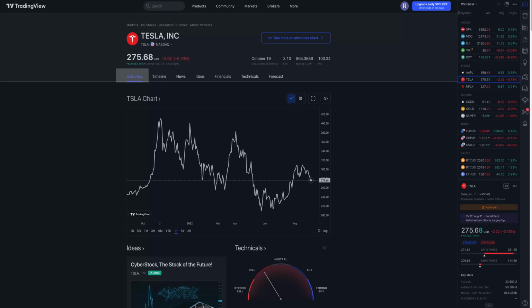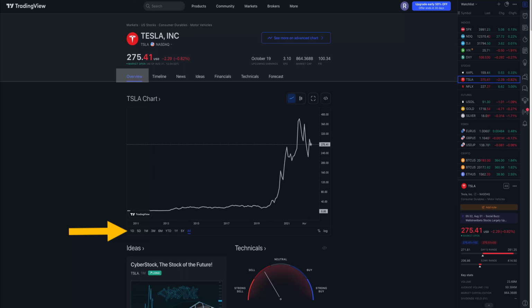On the overview, you will be able to see the Tesla chart, which usually is set to the yearly outlook, but you have the option below to change that to a different time period. If you select all, for example, you will be shown the stock's price since the day it entered the market. Other time options include 5 years, 1 year, 6 months, and so on.